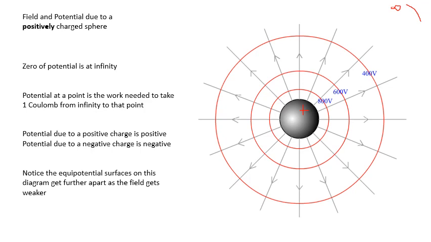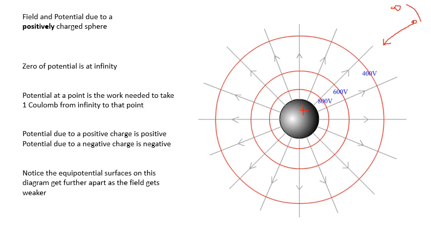So just as with gravitational fields, zero of potential is at infinity. The potential at a point is the work needed to take 1 coulomb from infinity to that point. If I had to take a charge of 1 coulomb from very far away, closer to the sphere, I would have to do work. And the work needed per coulomb is the potential at that point. It's the electrical potential energy per coulomb at that point.